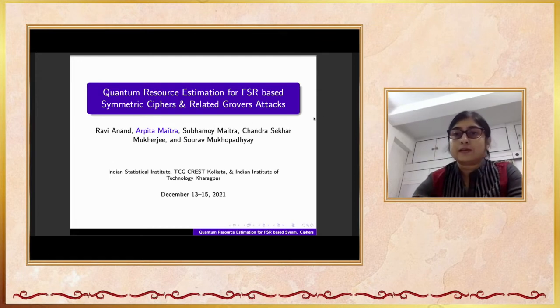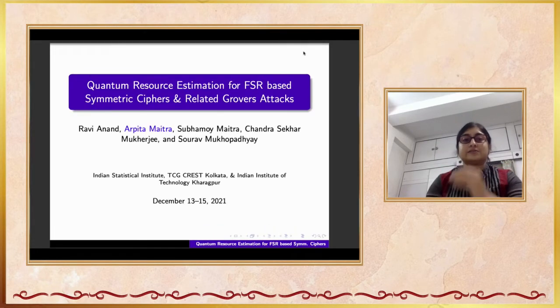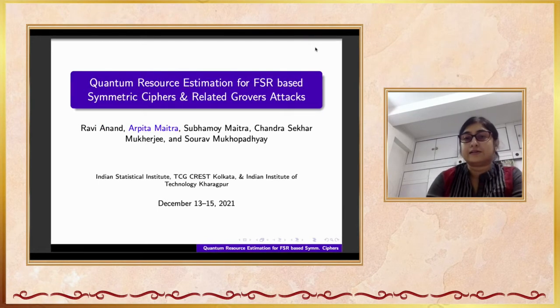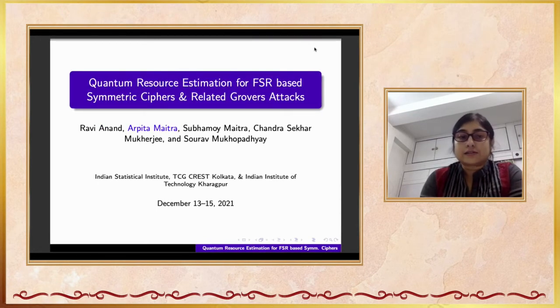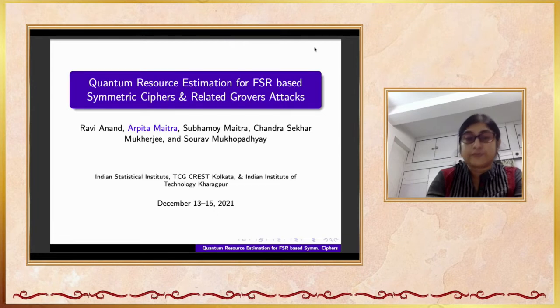So today we are going to talk about the paper entitled Quantum Resource Estimation for FSR-based Symmetric Ciphers and Related Grover Attacks. The authors are Ravi Anand, Arpita Maitra, myself, Subhamoy Maitra, Chandrasekhar Mukherjee, and Saurabh Mukhopadhyay. The authors are from the Indian Statistical Institute, TCG Crest, Kolkata. I am from TCG Crest, Kolkata, and the Indian Institute of Technology, Kharagpur.